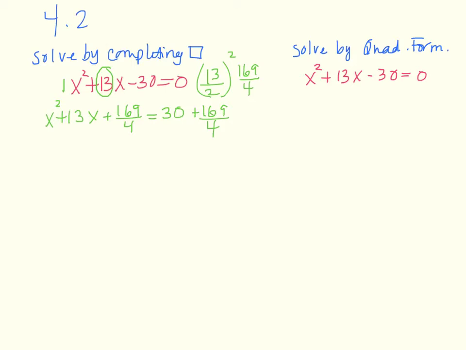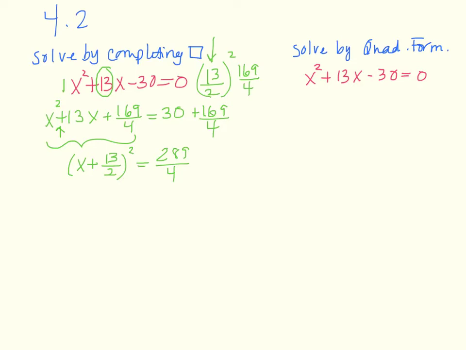Remember that this side of the equation always factors into x. The sign is plus, so it'll be plus. And then I'm taking whatever I did to divide b by 2 before I squared it. So it's going to be 13 halves squared. On this side, I'm going to need a common denominator. So 30 times 4 is 120, plus 169 gives me 289 over 4.